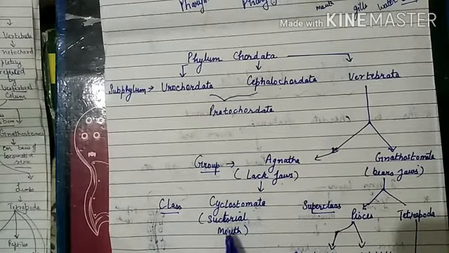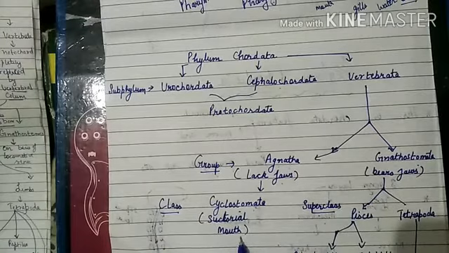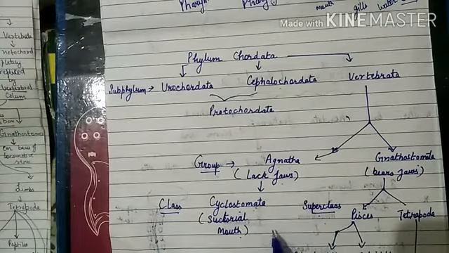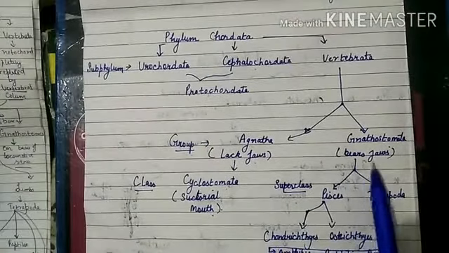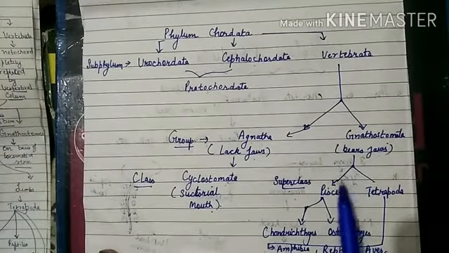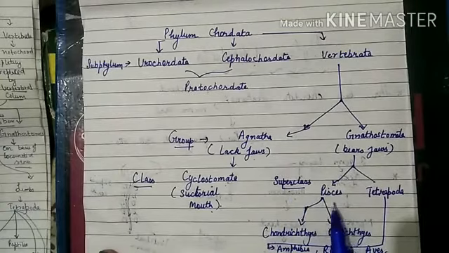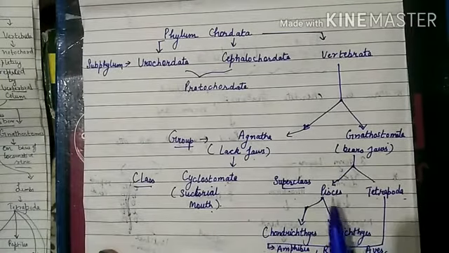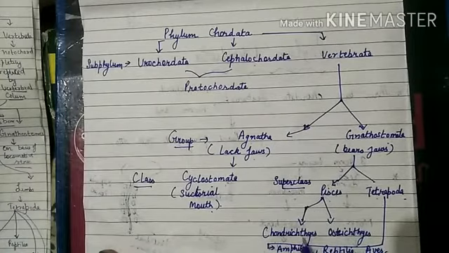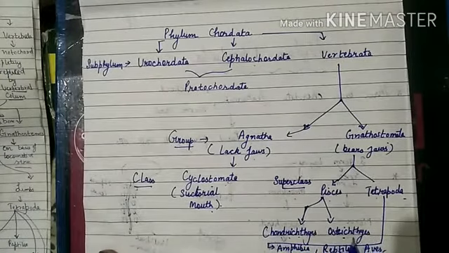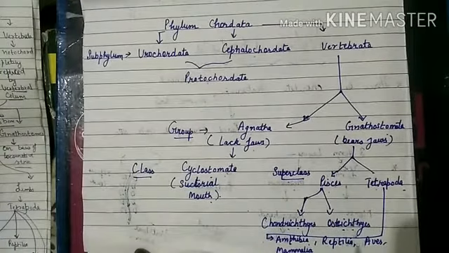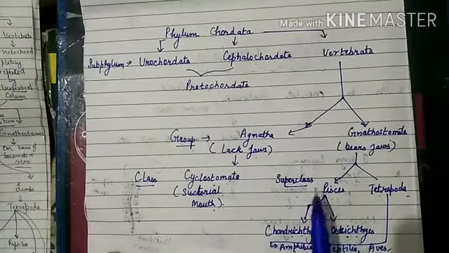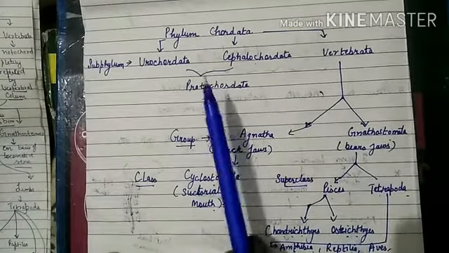In Cyclostomata, a suctorial mouth is present. If jaws are absent, the animal will feed by a sucking mechanism. So a suctorial mouth is present. Then in Gnathostomata, the animals bear jaws, and it is again divided into two superclasses named Pisces and Tetrapoda. The superclass Pisces is divided into class Chondrichthyes and Osteichthyes, and Tetrapoda is divided into classes Amphibia, Reptilia, Aves and Mammalia. So this is the general classification of the phylum Chordata.